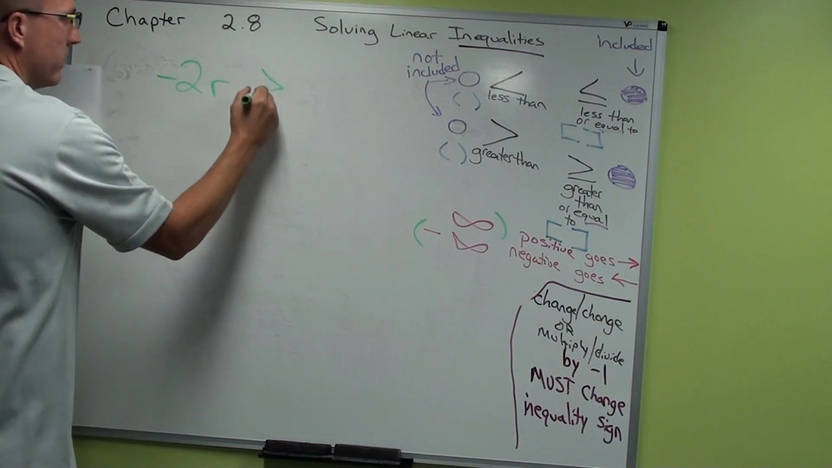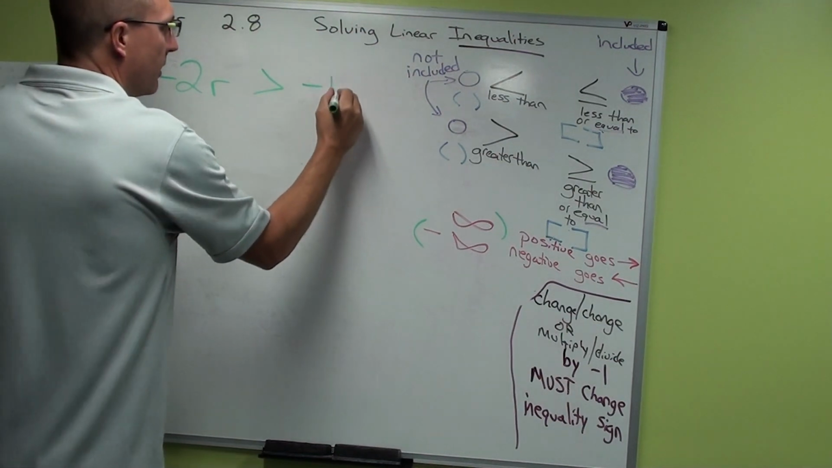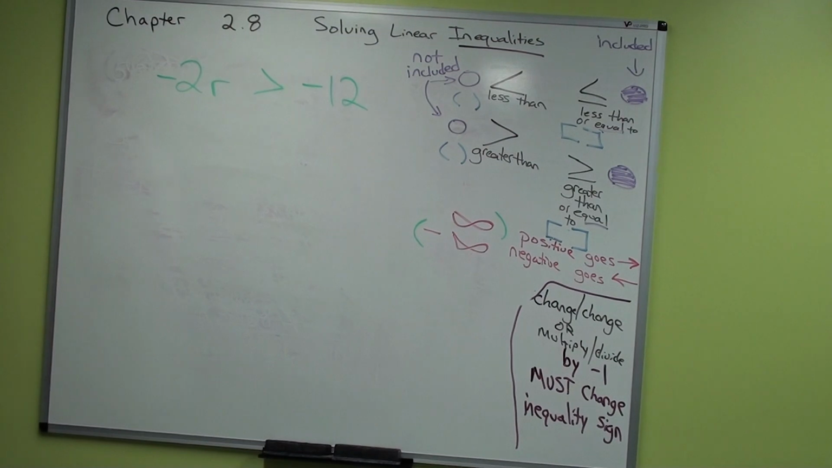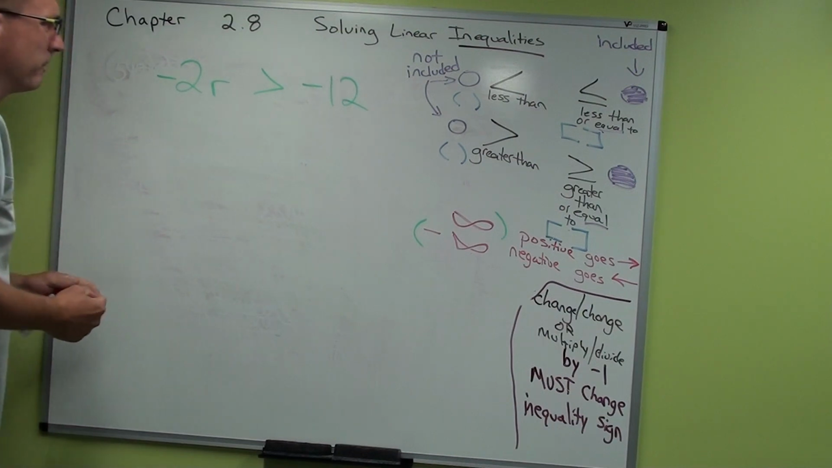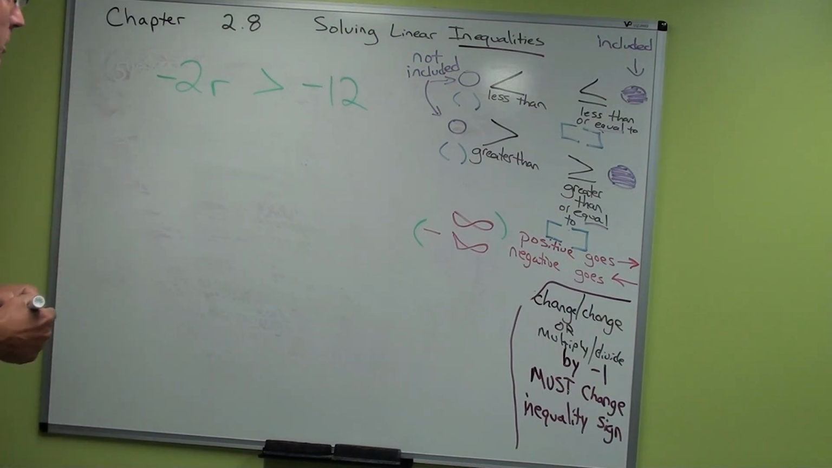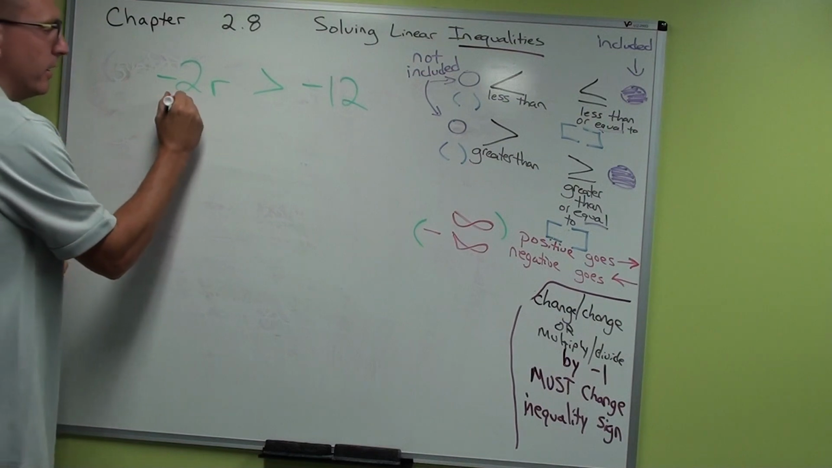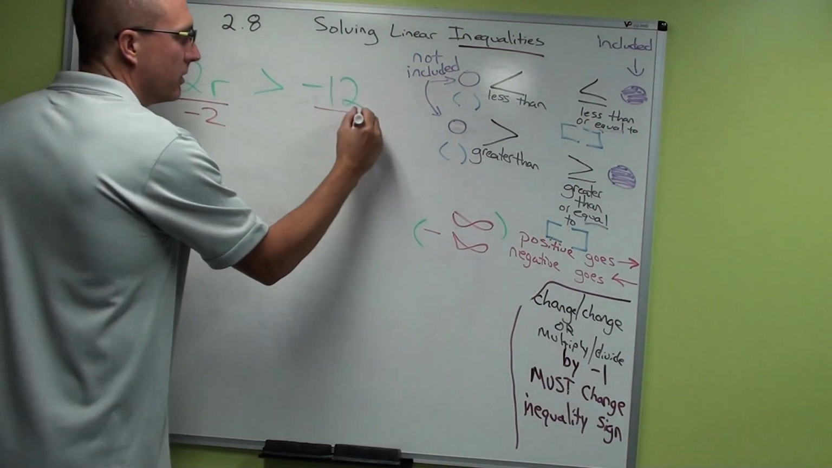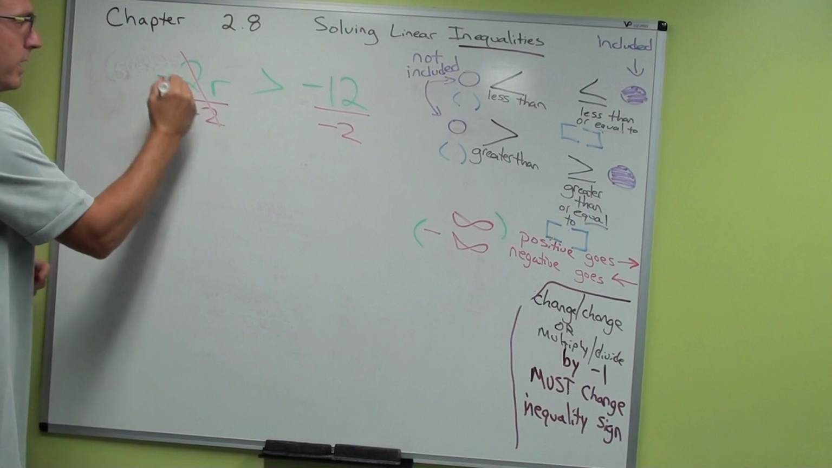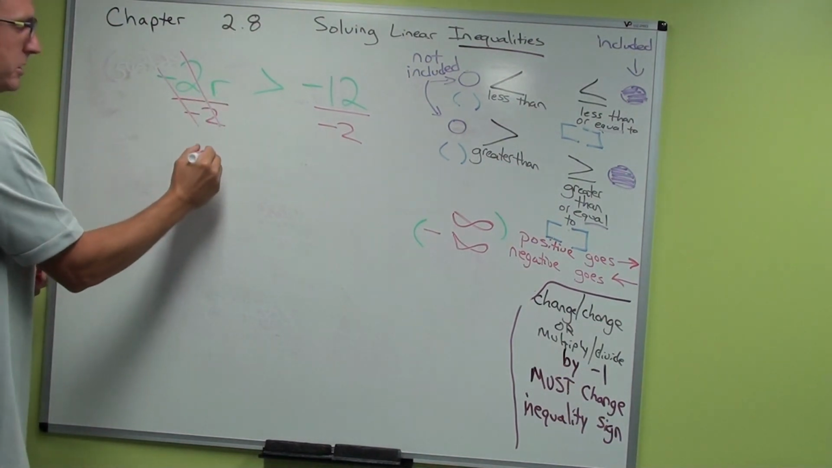Negative 2r is greater than negative 12. Alright, so solve the problem like we normally do. How do we get r by itself? We're going to divide by negative 2. Divide by negative 2. These will cancel. R comes down.